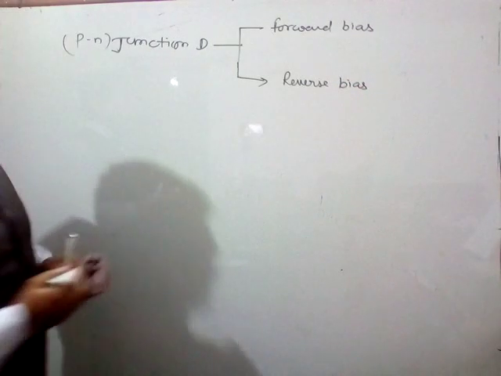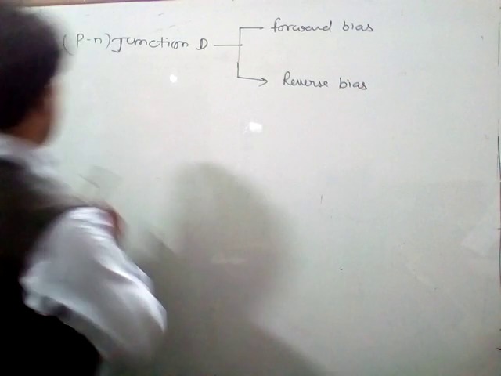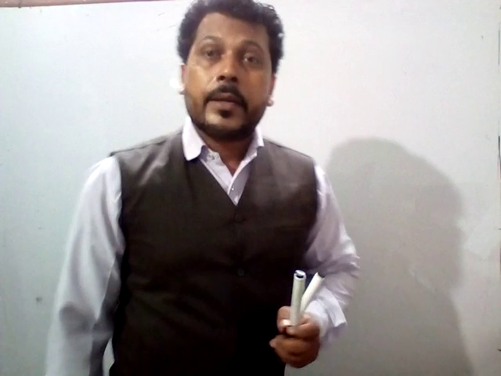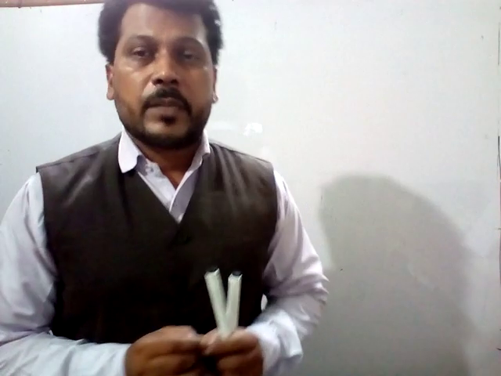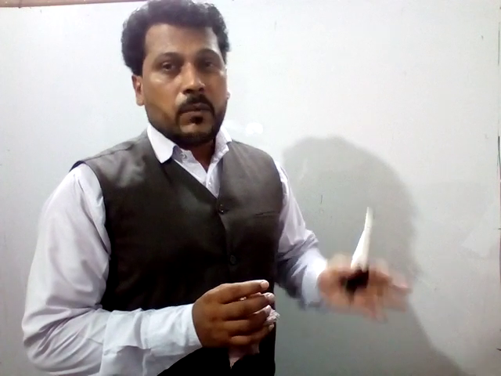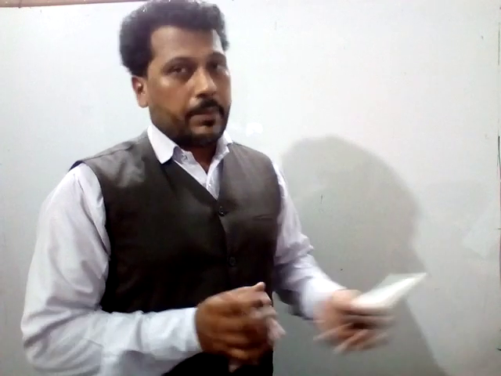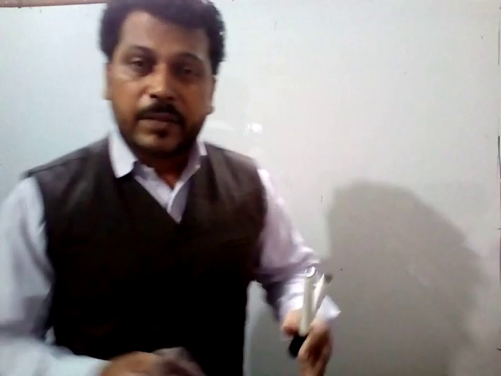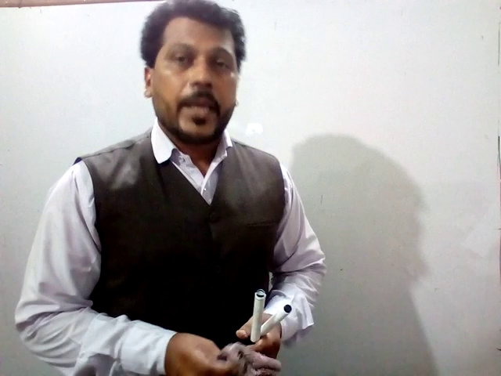First of all, what is the forward bias? Whenever the P end is connected to the positive terminal of the cell, then this type of combination works as a forward bias, and in this condition current will flow in the milliampere order. So let me discuss here.